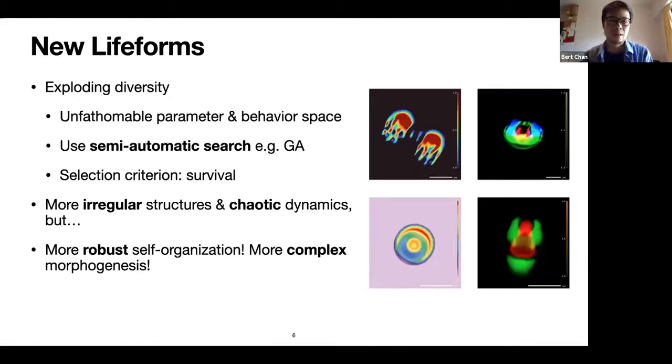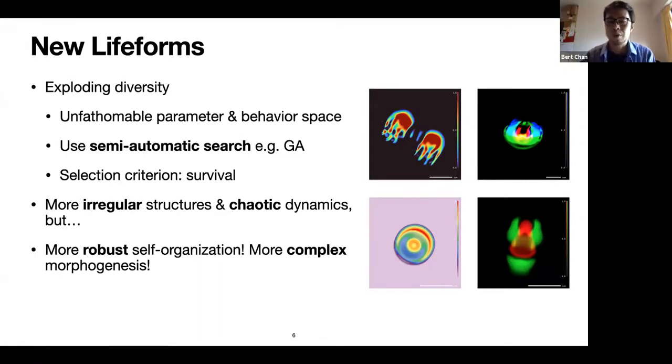In this extended system, we find more new life forms, and the diversity is exploding. And it's very hard for us to explore the parameter and behavior space manually. So I use a few semi-automatic search algorithms like genetic algorithms. The selection criterion is just survival. That means if they survive in the system, then I will choose them to do more studies.